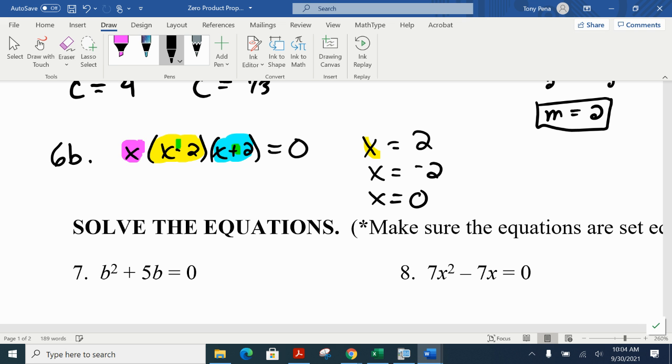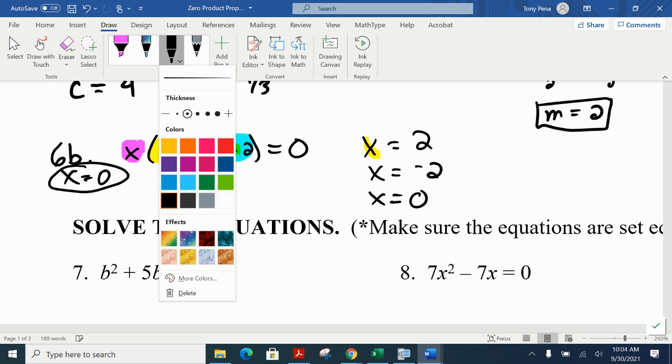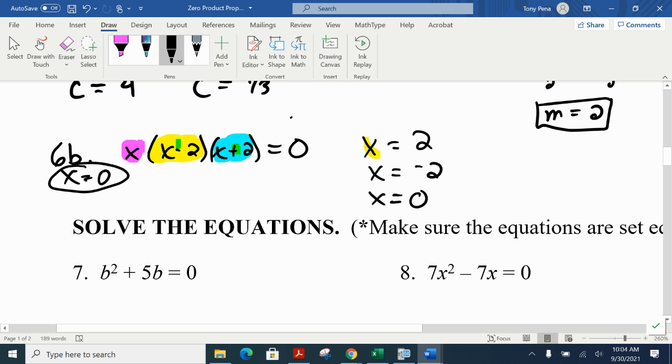Yeah, just 0, right? And again, you could just set that equal to 0, and then you're actually done solving that one. As soon as you set it equal to 0, that's one of your answers. So in this case, we actually have 3 answers, okay? Yeah, so good question. You'll see a number of those tomorrow.